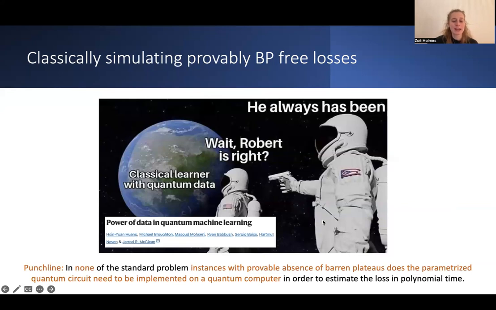It's maybe worth drawing a parallel here between this and some of Robert Huang's old work on the power of data in quantum machine learning. In this paper, he's talking about how classical machine learning with quantum data is actually a super powerful paradigm. And that's in a sense what we're advocating with CSIM QE: you use classical machine learning techniques to optimize a surrogate that you generate using data from the quantum computer.